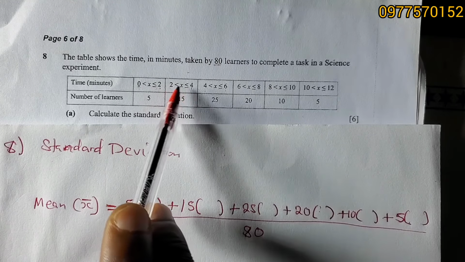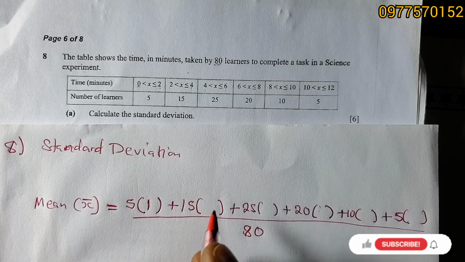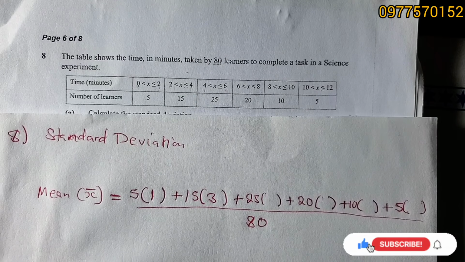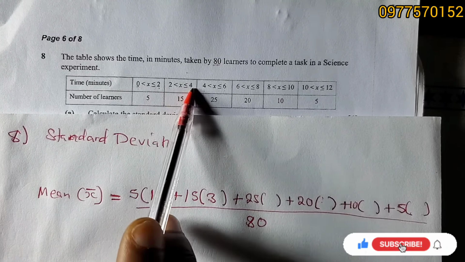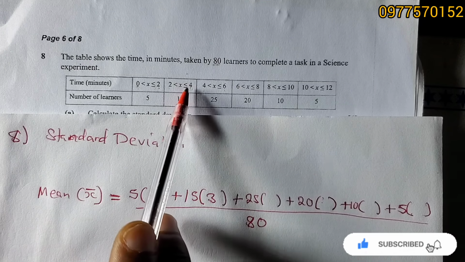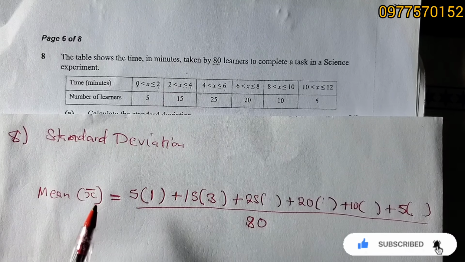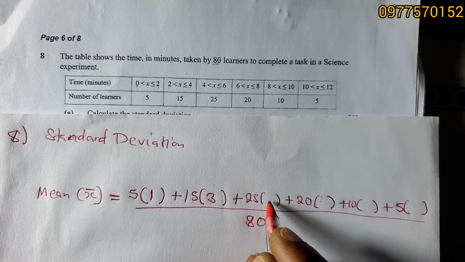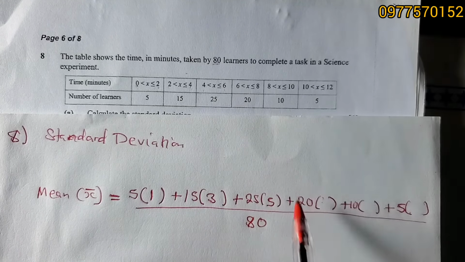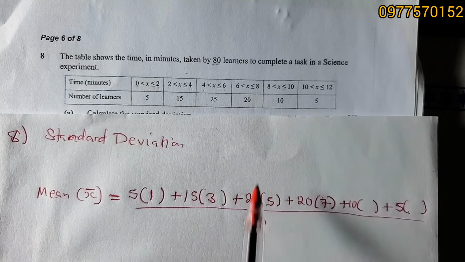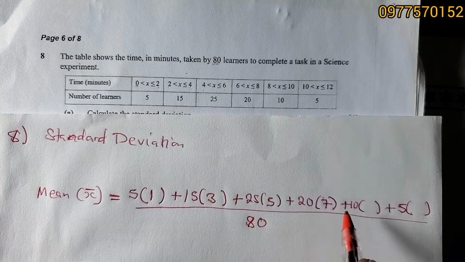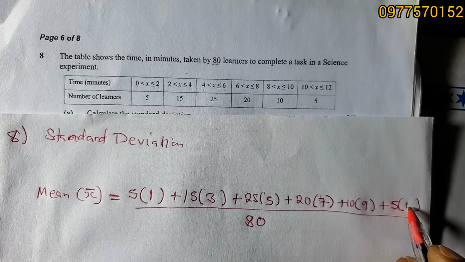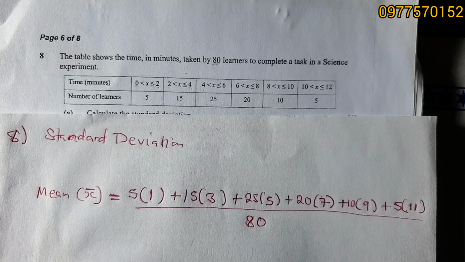What is the number between 2 and 4? 3. So here we're going to write 3. I hope you're now getting the pattern, because 2 plus 4 is 6, and 6 divided by 2 is 3. So 4 and 6 is 5. 6 and 8 is 7. 8 and 10 is 9. 10 and 12 is 11. Simple, right?